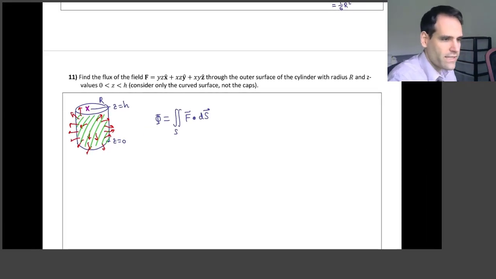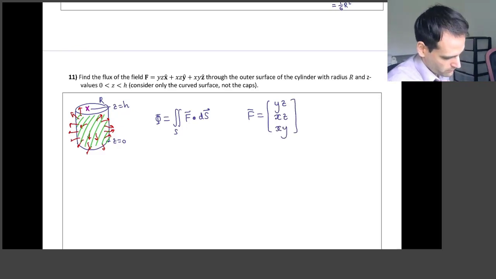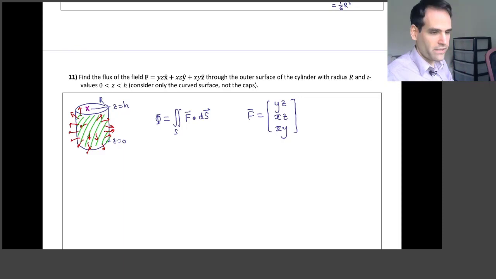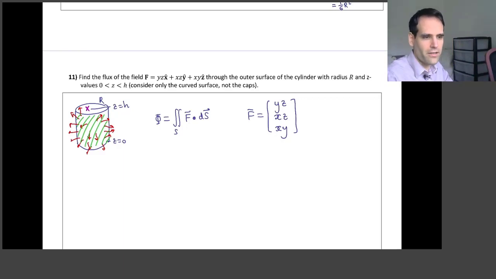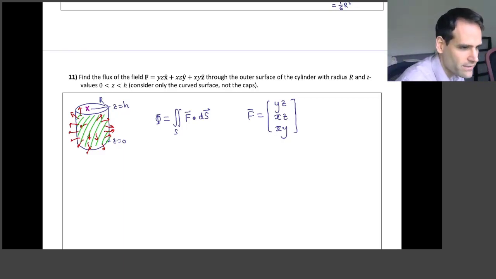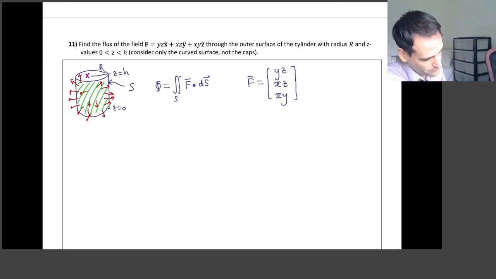So let's do this calculation, where F is this vector field, which let me write as a column. It's yz times x hat, then xz times y hat, and then xy times z hat. It's a very complicated vector field, which might be something describing the flow of something, or it might be a magnetic field, or whatever it is. And S is just this surface here.